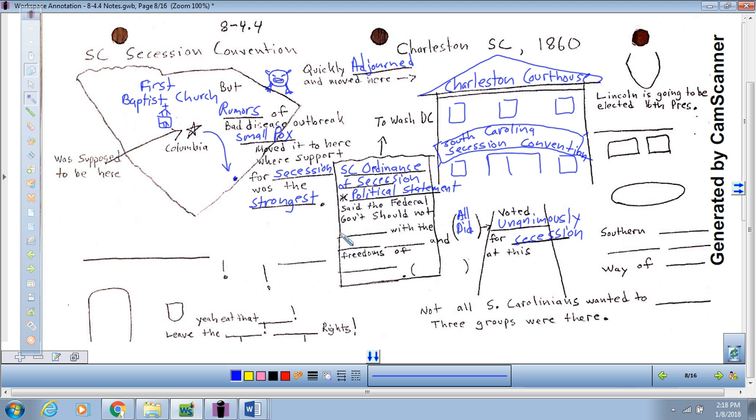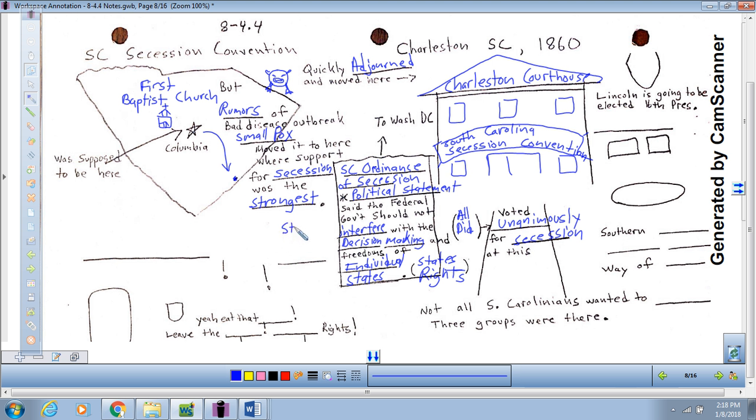It said the federal government should not interfere with the decision-making and freedoms of the individual states. So, the states' rights argument went from nullification to secession, and when they sent this paper, it was basically the same thing they were arguing, that we secede because you are interfering with our states' rights.